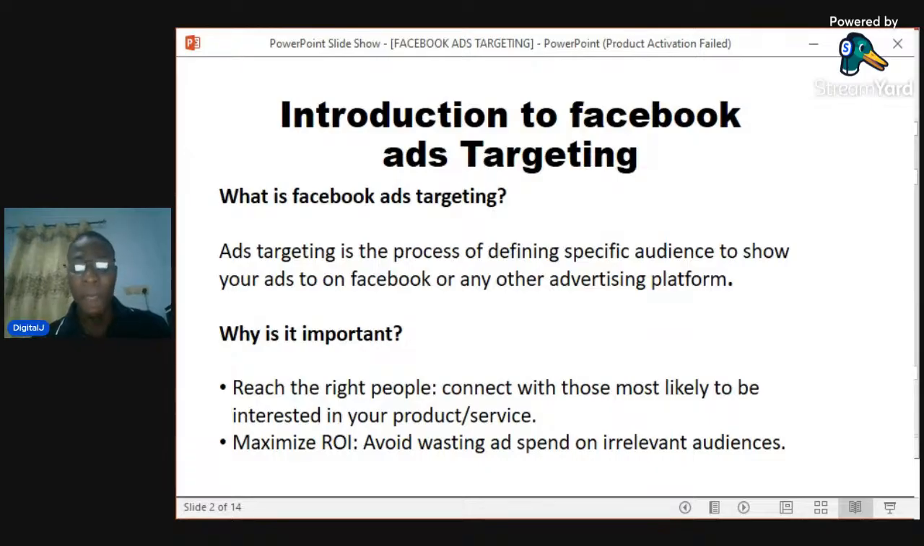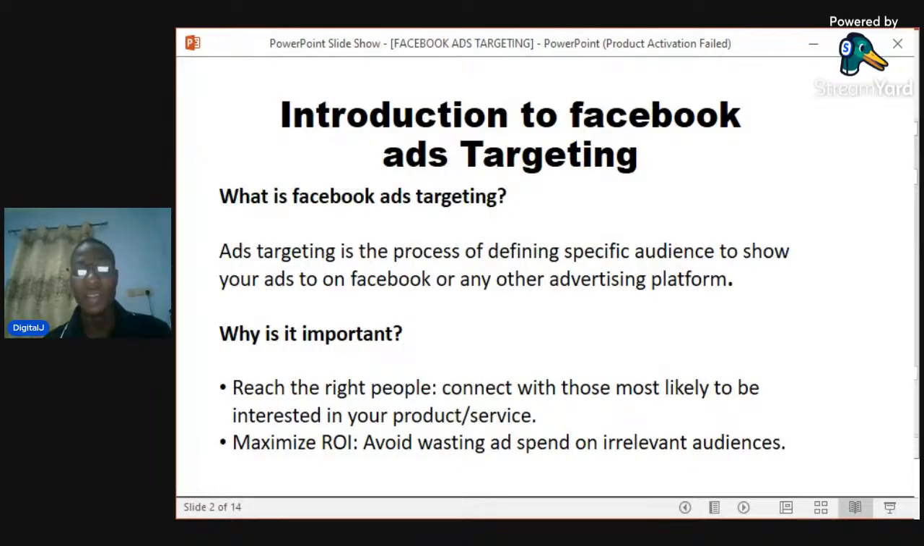Why is it important? Ads targeting is important because it helps you to reach the right people and connect with those most likely to be interested in your product or service. Of course, you don't want to run ads and show your product or services to people that will not be interested in what you are selling. So you want to show your ads to people that are interested in your product or your service.